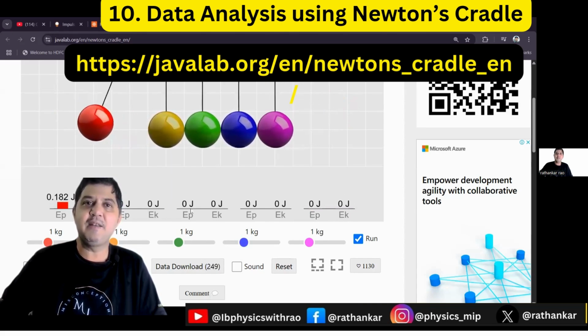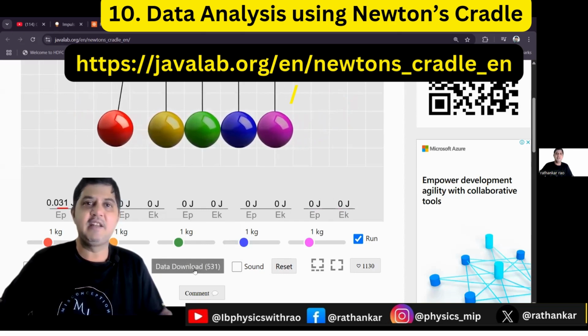After some time, between these two only the energies have been shared. But there's nothing happening in between, so it's 0 joules. And all this was documented. You see, data is getting downloaded over here. So you can get this value, you can download this value, in the form of a CSV chart, and then you can go for an analysis.